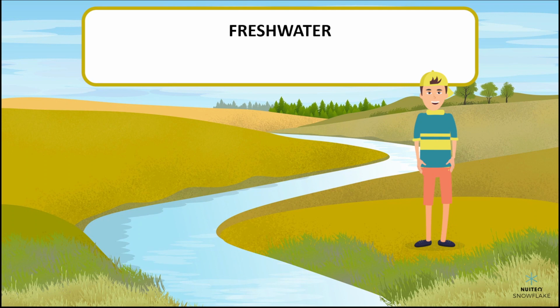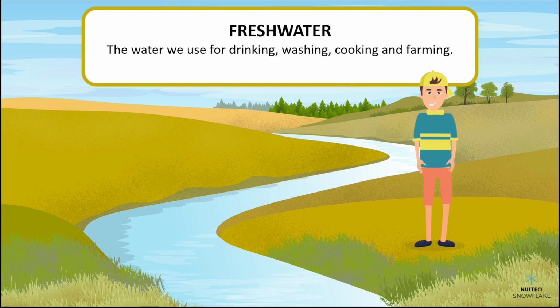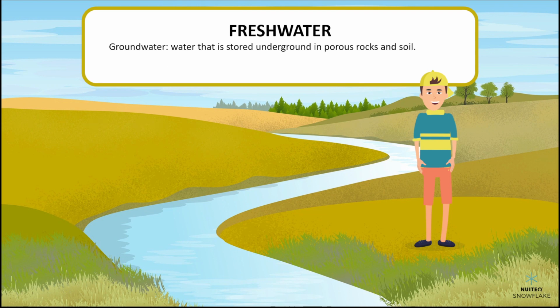Next, let's talk about fresh water. Fresh water is the water we use for drinking, washing, cooking, and farming. Fresh water is found in rivers, lakes, and groundwater. Groundwater is water that is stored underground, in porous rocks and soil. It's a bit like a hidden reservoir of water that we can tap into.